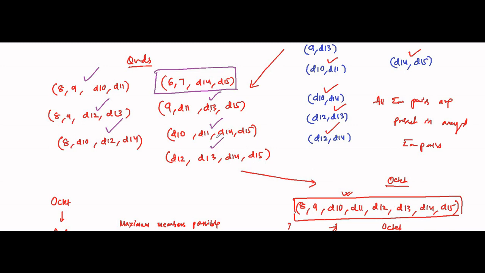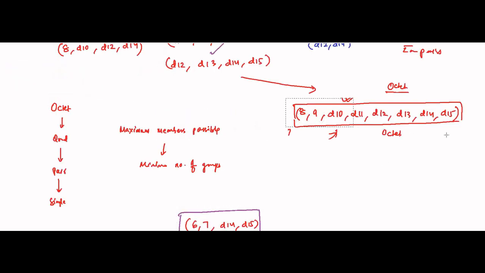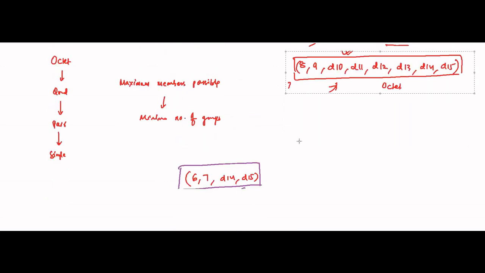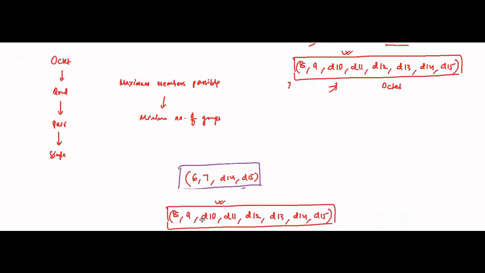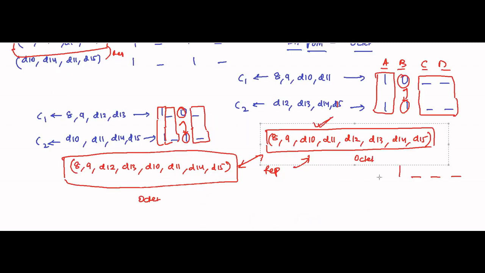So it is present. So here, the final essential prime implicants which we are interested in are 6, 7, D14, D15. This and this octet, 8, 9, D11, D12, D13, D14, D15. These two are the final essential prime implicants which will be appearing in the minimized Boolean function. So let us determine their binary representation.